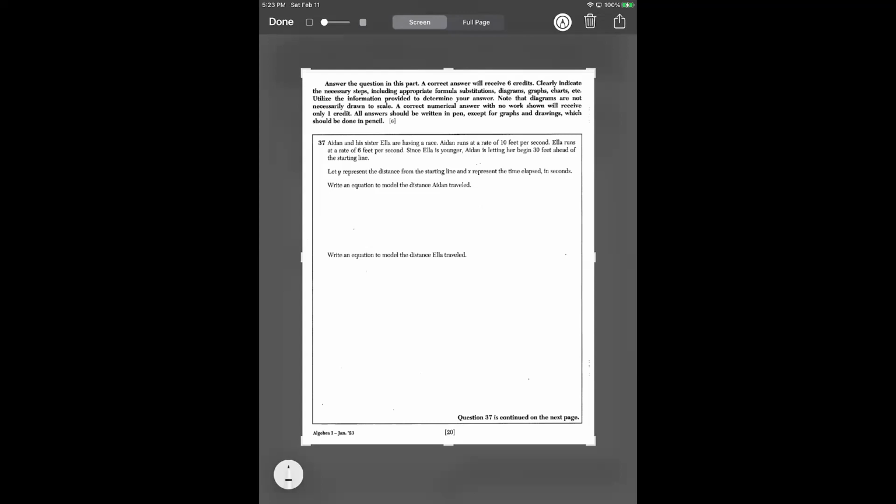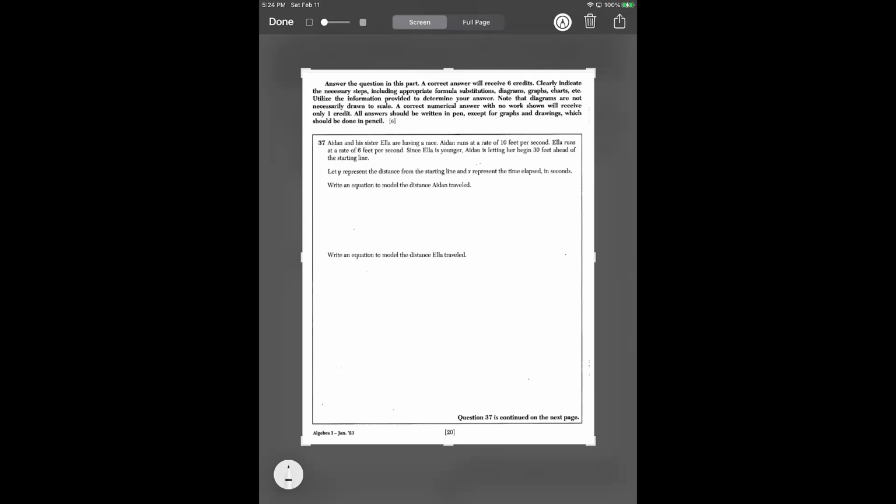It says Aiden and his sister Ella are having a race. Aiden runs at a rate of 10 feet per second. Ella runs at a rate of 6 feet per second. And since Ella is younger, Aiden is letting her begin 30 feet ahead of the starting line. So that's the situation. Let y represent the distance from the starting line and x represent the time elapsed in seconds. Write an equation to model the distance that Aiden traveled.